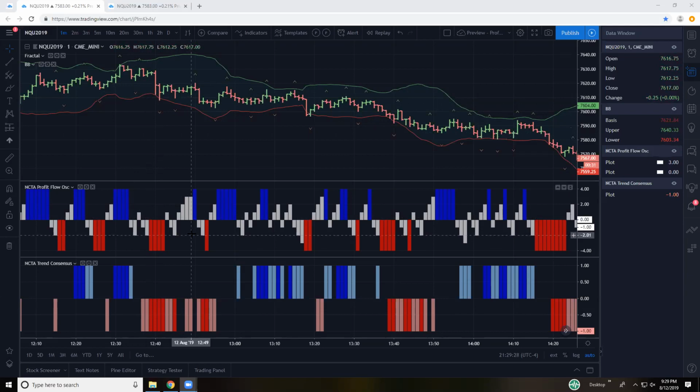So 3 methods of entry: profit flow oscillator, single blue, single red. Second method of entry is 2 back-to-back red or 2 blue bars, but enter only on the dark red or the dark blue. And the third method of entry is when you have the trend consensus and the profit flow oscillator aligned.